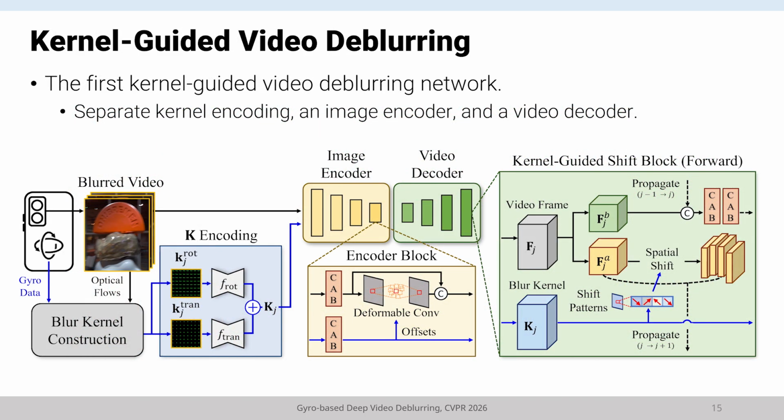To fully exploit the blur kernels, we propose a novel video deblurring network. First, we estimate rotational and translational blur kernels, as described earlier. The estimated blur kernels are then encoded to extract blur kernel features. Using these features, we perform kernel-guided video deblurring. Our network consists of an image encoder and a video decoder. In the image encoder, we use deformable convolutions, where the offsets are estimated from the blur kernels. In the video decoder, we introduce a novel kernel-guided shift block.